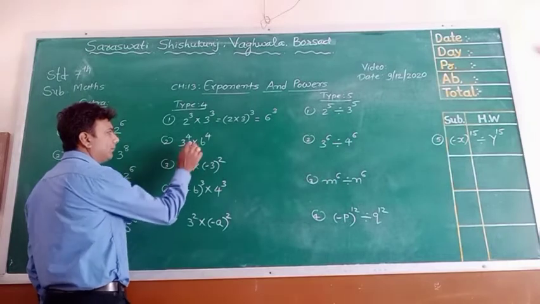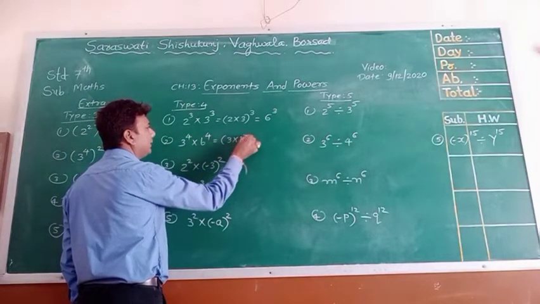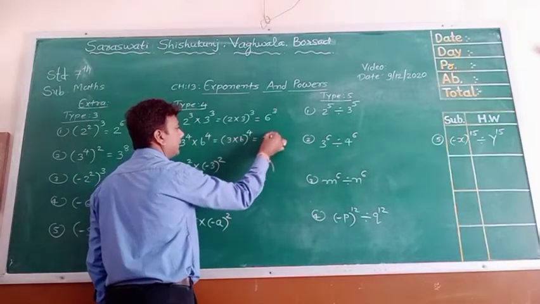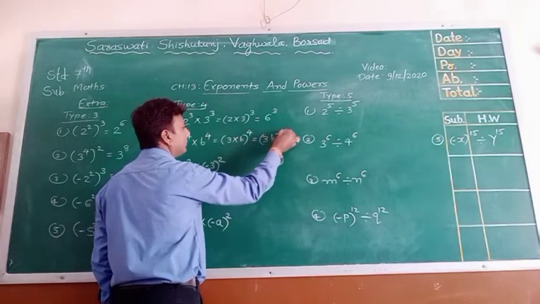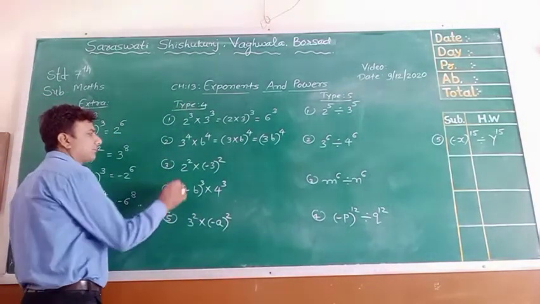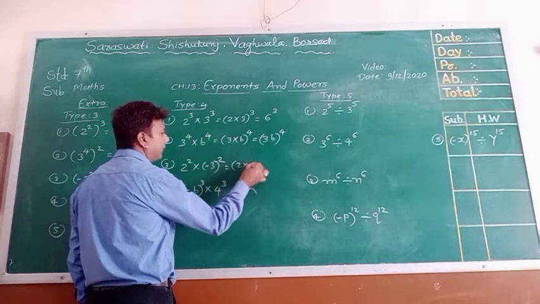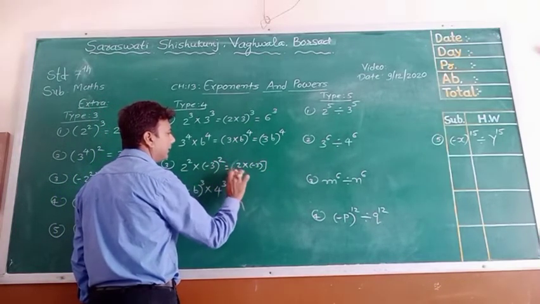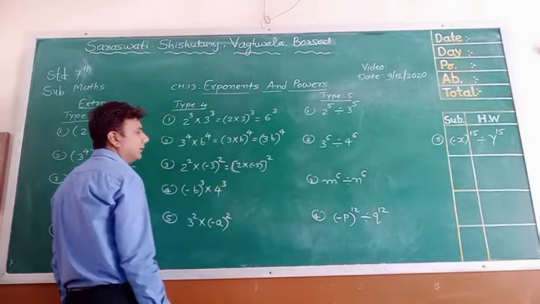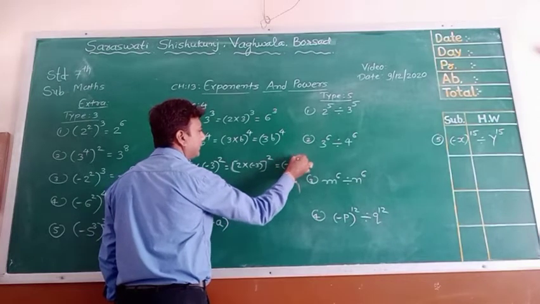Same concept, both have same power. So 3 multiply b and the whole power is common. So we can write 3b raised to 4. Here 2 multiply minus 3. So 2 multiply minus 3, and 3 2s are 6, minus 6 raised to.